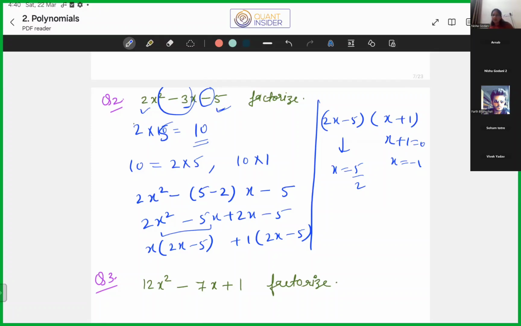Any other answer? This is fine. And you can also check by multiplying these two factors. Yes, Ram, you can multiply these factors. If you get the polynomial back, the same polynomial, this means your answer is correct. Okay.